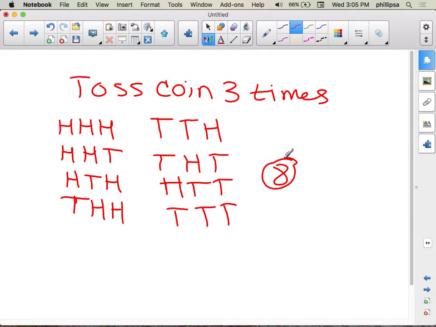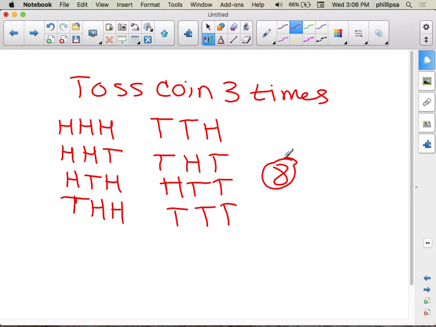So if I ask you what is the probability that you will flip a tails on the first, a tails on the second, and then a heads on the third, I know it's 1/8, right? Or a tails on the first, a heads on the second, and a tails on the third would again be 1/8. So each one of these is equally likely, with a 1/8 probability for each of these possible outcomes.